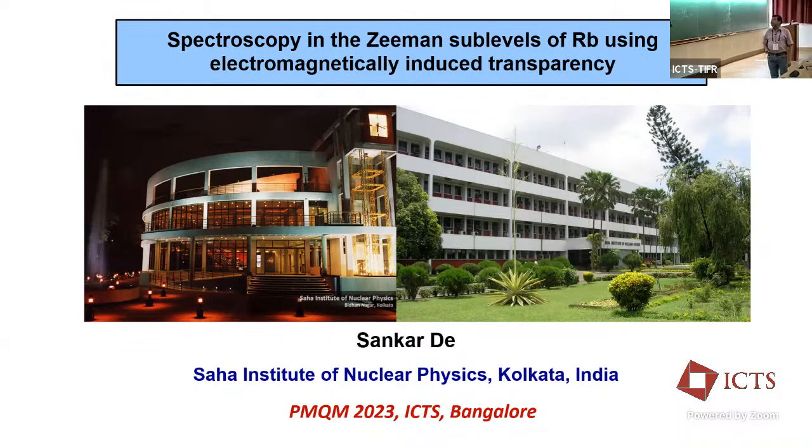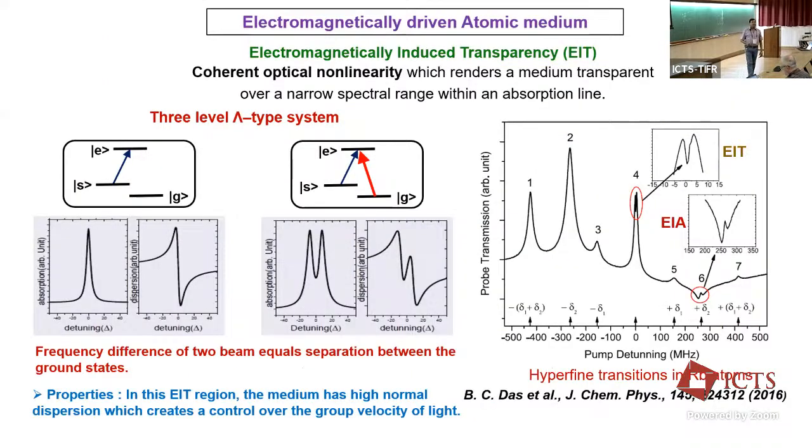So I'll be talking about spectroscopy in the Zeeman sublevels, mainly using electromagnetically induced transparency. Half of my talk probably some of you have already heard of, and the later half is something new and something interesting. It's not complete, but we can always discuss it. We have heard about and learned about electromagnetically induced transparency from a few speakers.